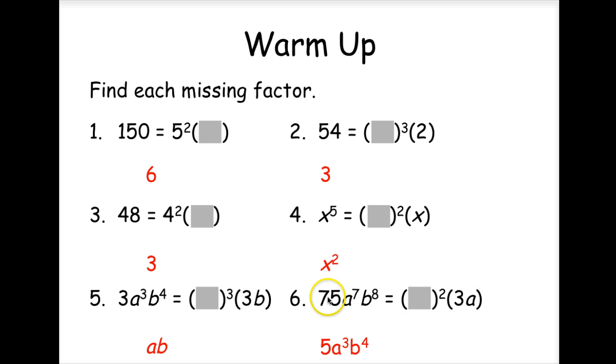3 goes into 75, 25 times, so 5 squared will give us that 25. There's 1 a, so that leaves 6 a's and 4 b's. Divided by 2, a to the third, b to the fourth.